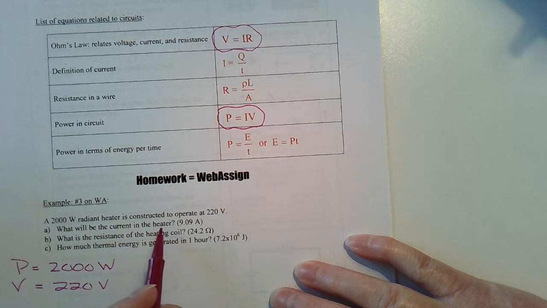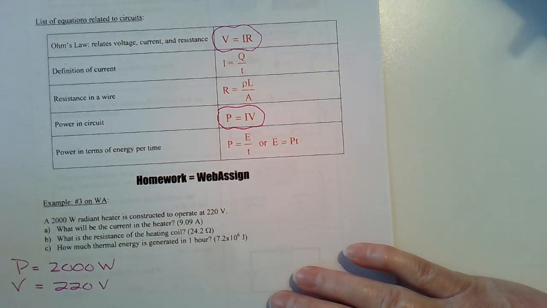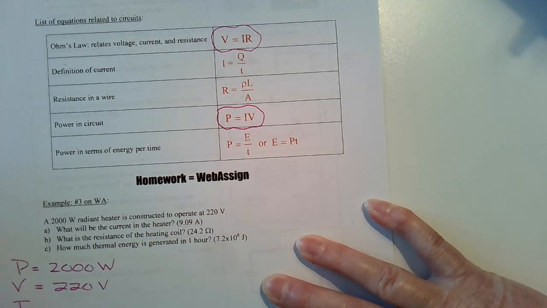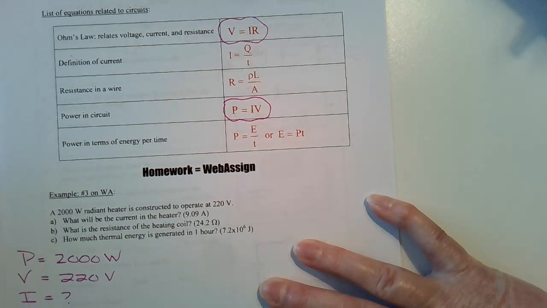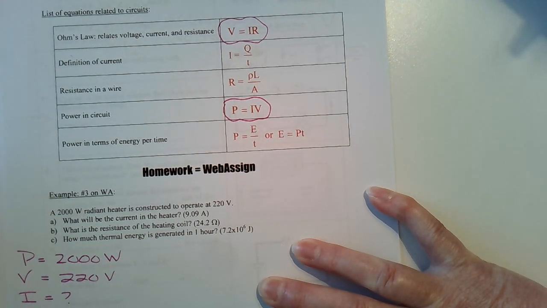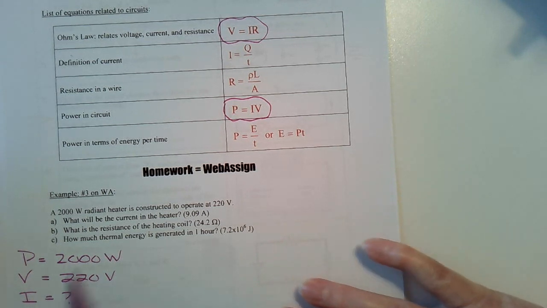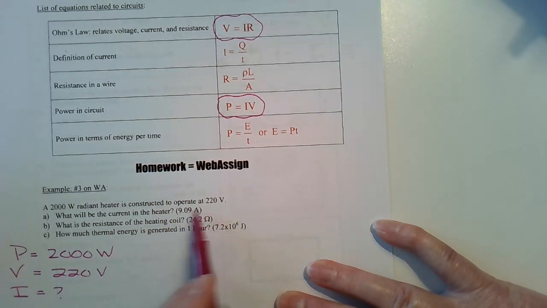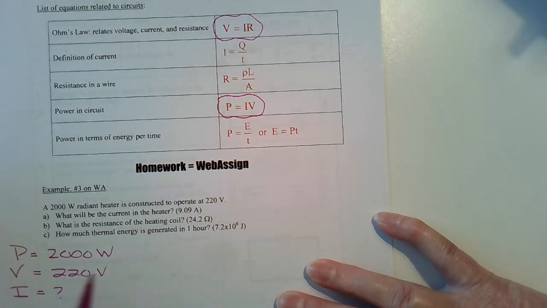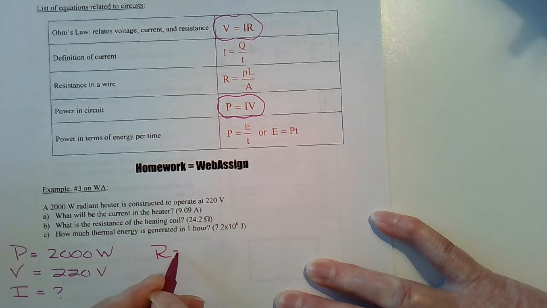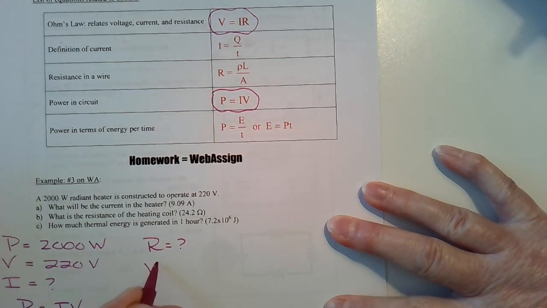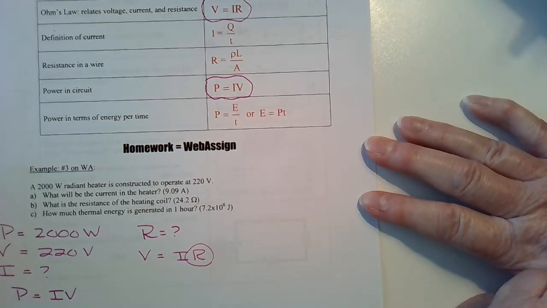What will be the current in the heater? In casual language, how fast are the electrons marching through the heater? I equals question mark. For letter A, P equals IV will be a good equation here, and it says 9.09 amps. Letter B, what is the resistance of the heating coil? R equals question mark. I'm going to use V equals IR to solve for the resistance.